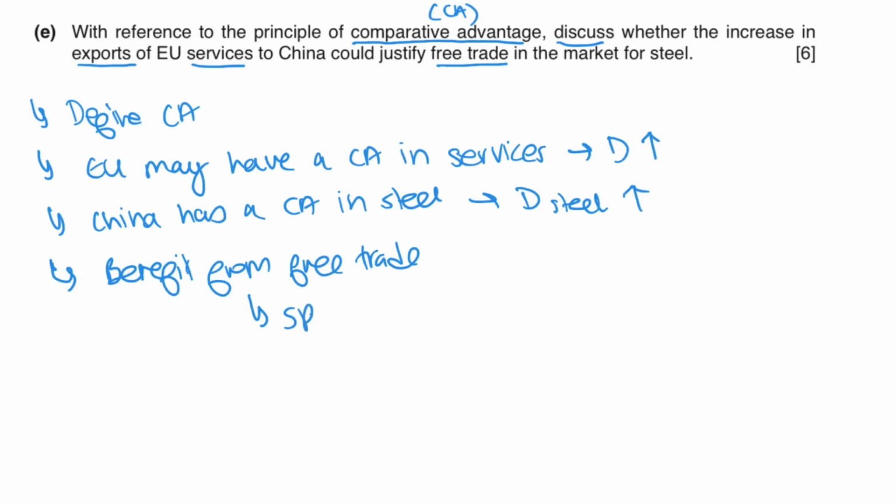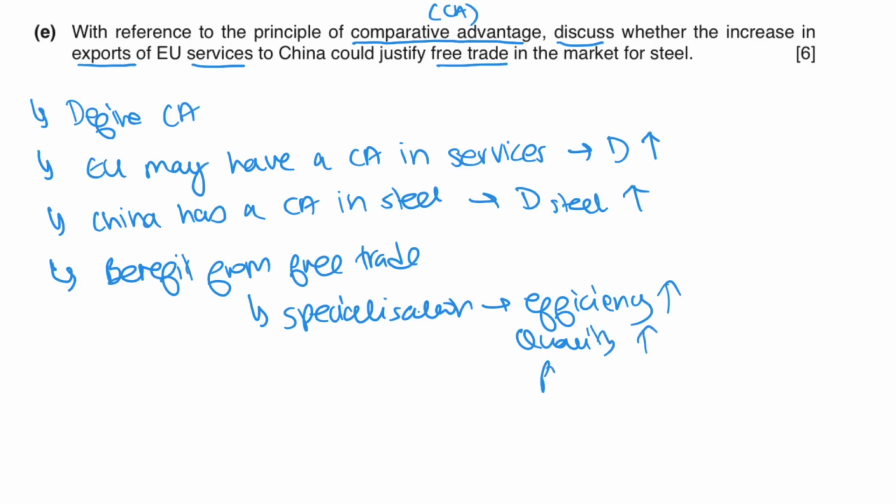So specialization leads to more efficiency, right? So your efficiency would go up, your quality would go up, and your prices would fall. Lastly, we should evaluate and conclude our answer. So evaluate and conclude. Because as you can see, the question asks you to discuss. So you need to present a little bit of the alternate argument too.